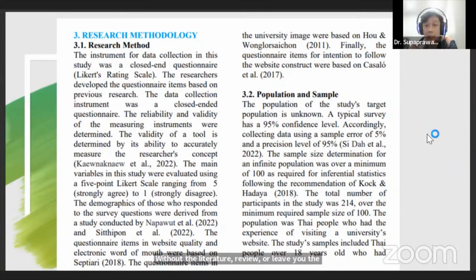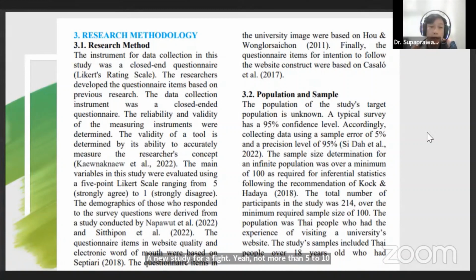Because if you create the questionnaire without the previous study, the quality of the research will have a problem, because you write the questionnaire not based on the previous study. And I suggest to adopt or adapt the research questions from the previous study, a new study within 5 years, not more than 5 to 10 years.